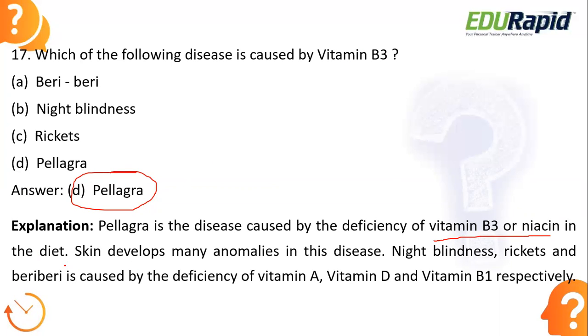In this condition, the skin develops different anomalies, which means abnormalities. So there will be different pigmentation of the skin. That condition we call pellagra. When we look at the rest of the options, vitamin B1 deficiency causes beriberi, vitamin A deficiency causes night blindness, and vitamin D deficiency causes rickets.